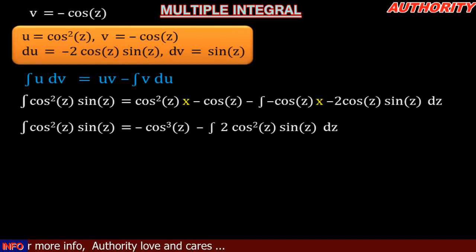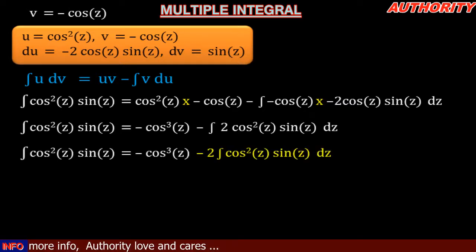You get it right? Good. Now we can take this 2 behind the integral sign. When we take it behind the integral sign, that means we're going to have 2 integral of cos square z sine z. Is that true? Yes. So here we discovered that what we have at the second part of this right hand side is almost the same with what we have in the left hand side.